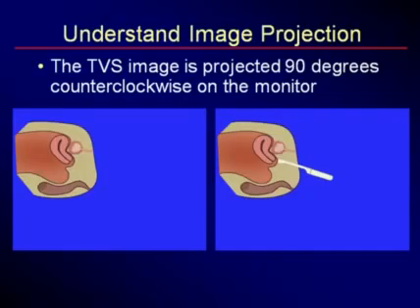The transvaginal image is projected 90 degrees counterclockwise on the monitor from what we think that we're seeing anatomically. So let's look at this. Here is the uterus. Here's the probe with the beam, sagittal. This is how it is in the body, but the machine rotates it 90 degrees counterclockwise on the image so that the image is at the top of your picture and comes out.